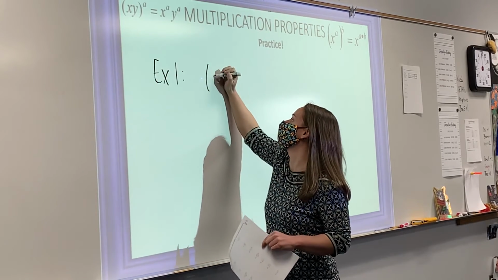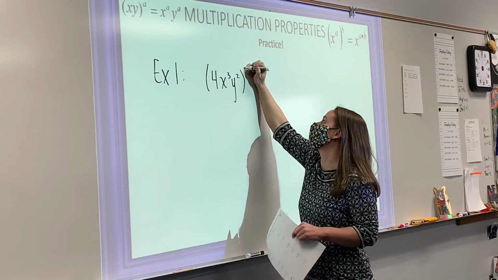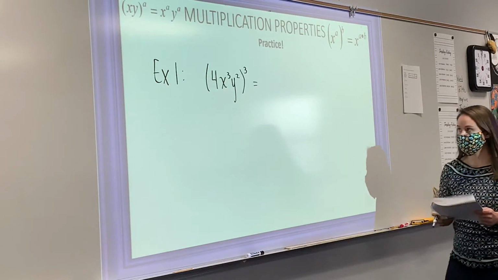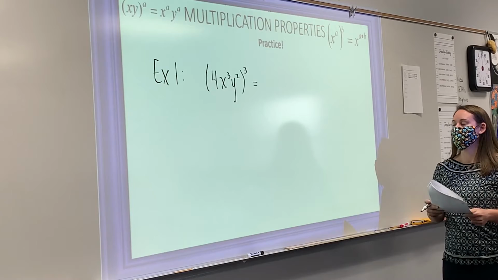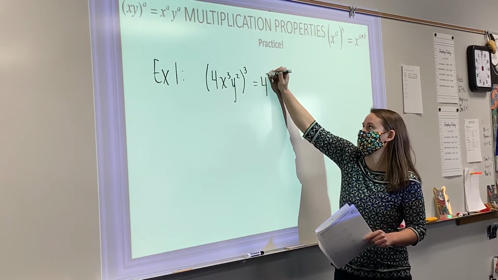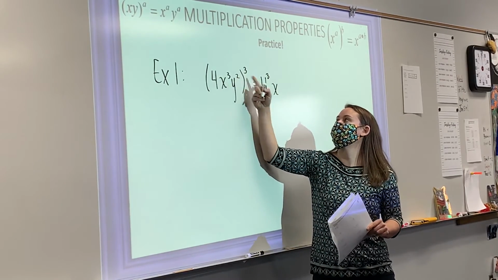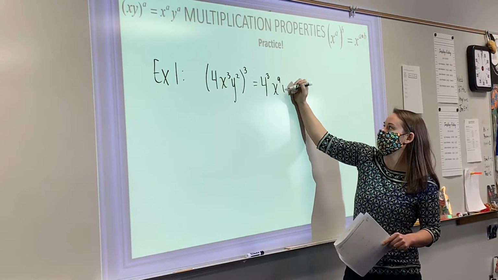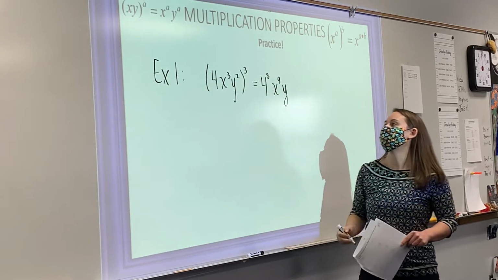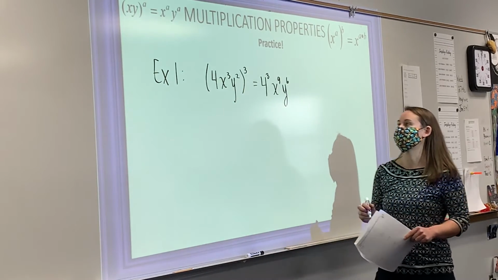Let's do (4x cubed y squared) cubed. Let's try that. Well, first of all, we've got 4 to what? 4 to the third power. Then it becomes x to the 9th. And then, that's a 9, looks like an x. And then y to the 6. 2 times 3 or 3 times 2 is 6. And that's it.